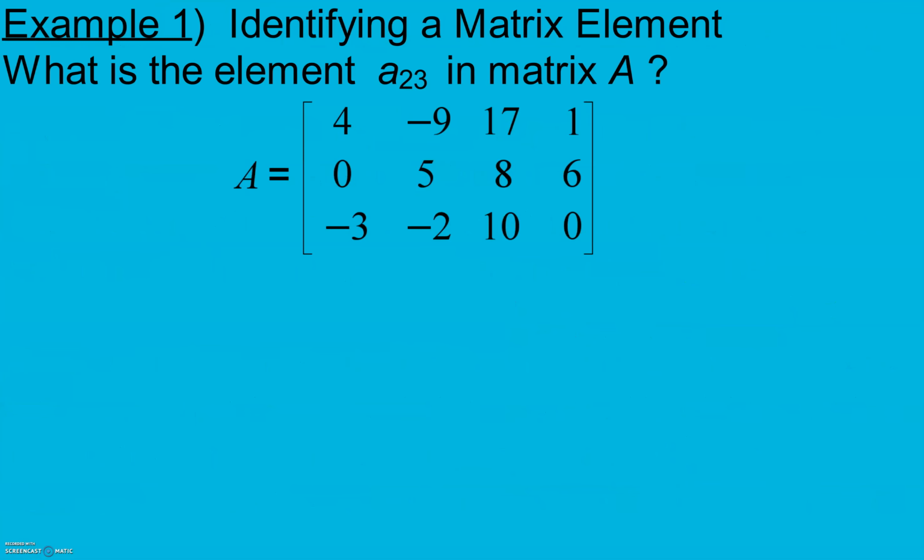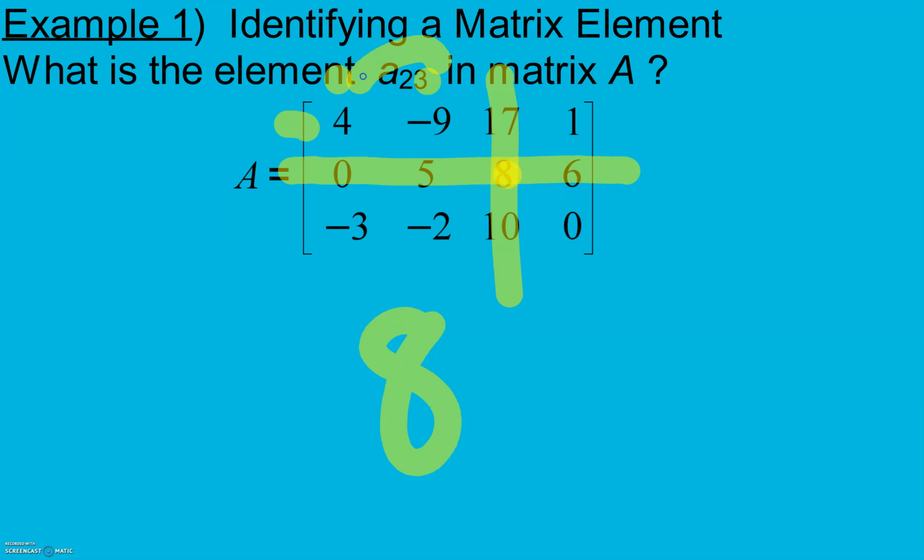In example 1, we're going to identify our matrix element. We want element 2, 3. That means row 2, column 3. And where they overlap here is at 8. So 8 is the element we're looking for.